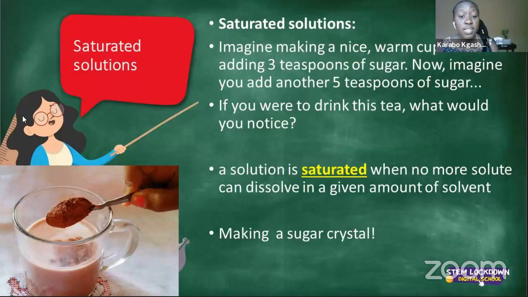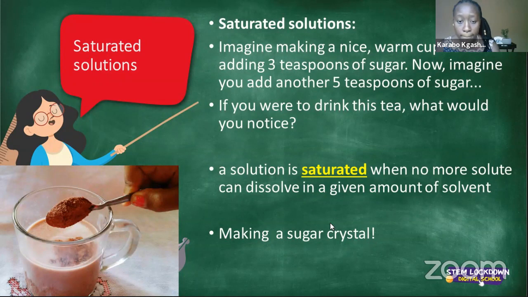A solution is saturated when no more solute can dissolve in a given amount of solvent. Now, if you mix the sugar with the water and there is too much sugar inside the water, it will not be able to dissolve. This would then mean it is saturated. This would then be a saturated solution.